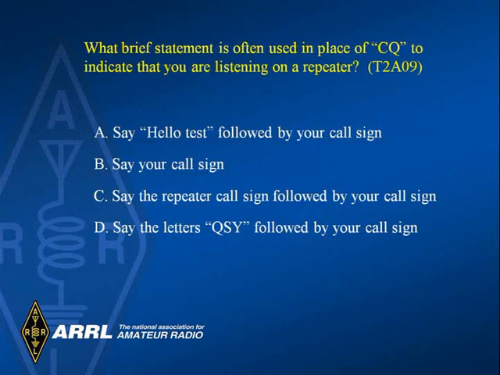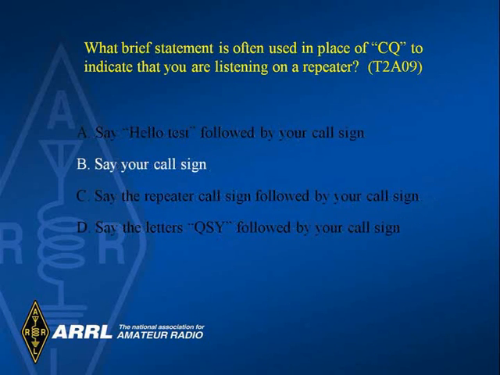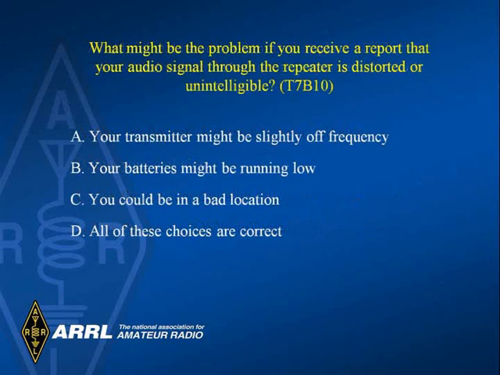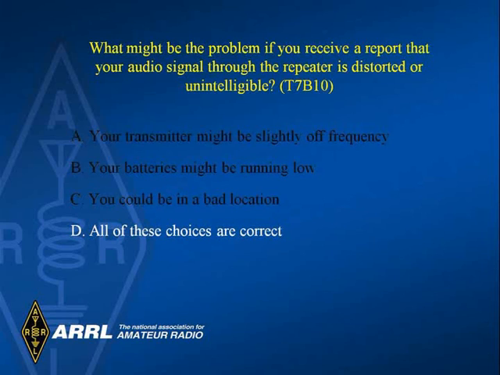What brief statement is often used in place of CQ to indicate that you are listening on a repeater? B. Say your call sign, for instance, AI6A. What might be the problem if you receive a report that your audio signal through the repeater is distorted or unintelligible? The answer is D. All these choices are correct.